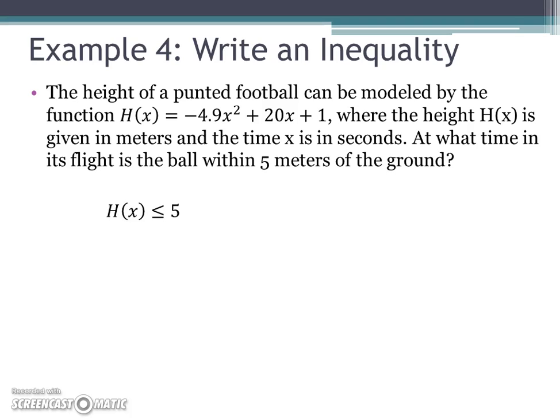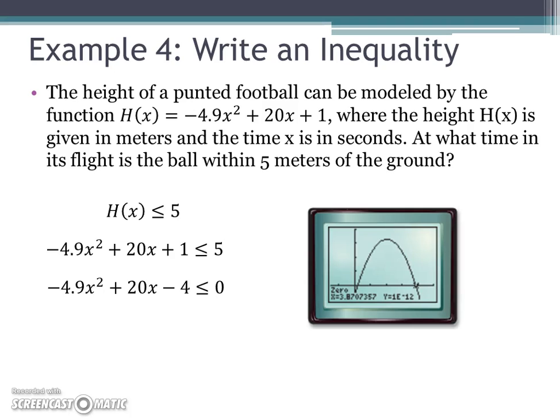We can substitute in the inequality: negative 4.9x squared plus 20x plus 1. And then we're going to subtract 5 from each side. The graph of the related function looks like this.